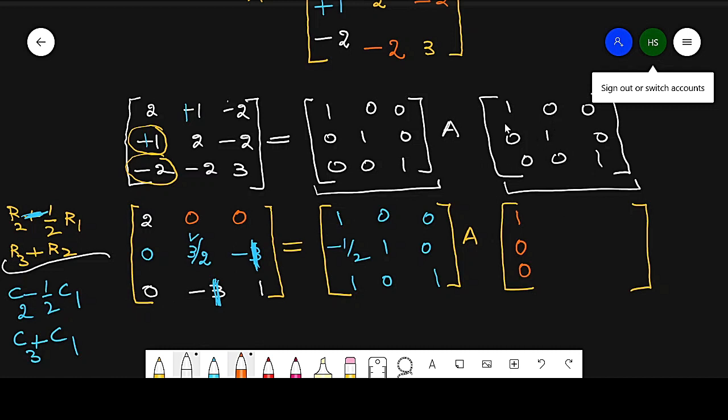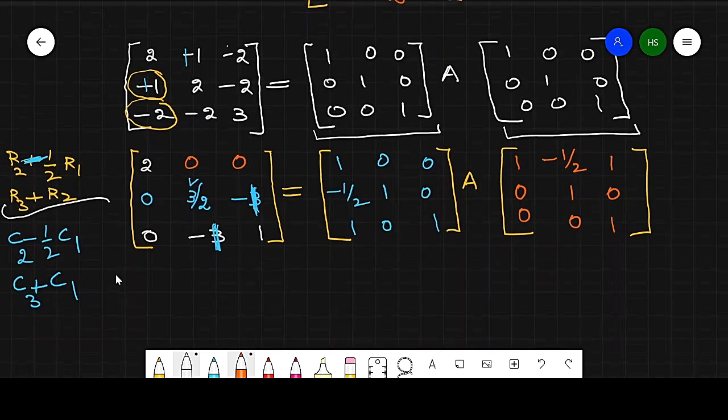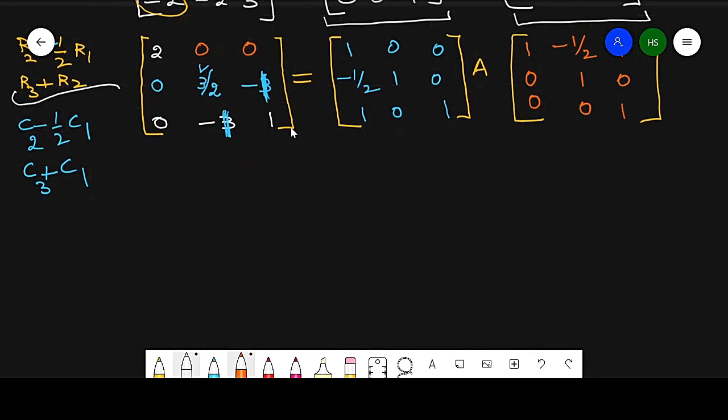So this is C2 minus, so here it is minus 1 by 2, 1 and 0. And third is C3 plus C1. So adding this is 1, 0, 1. So this will be our result. Now the next step is to make this term 0.